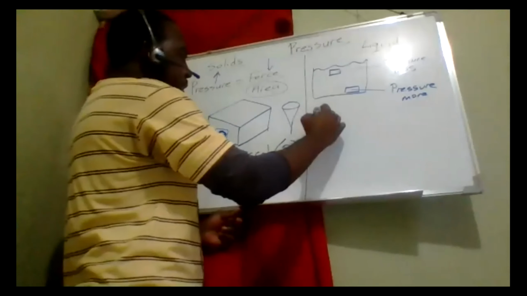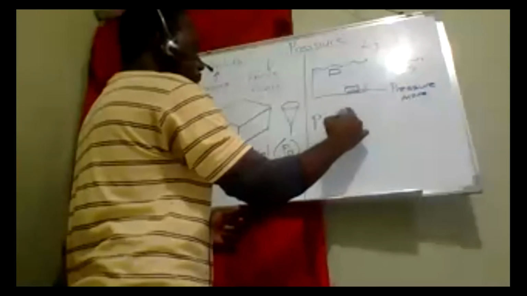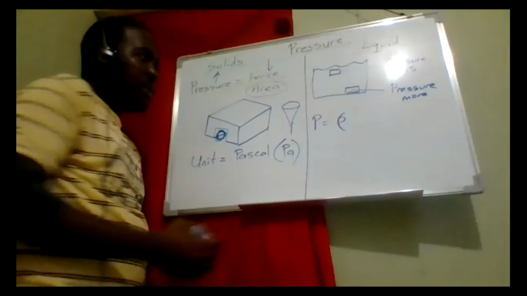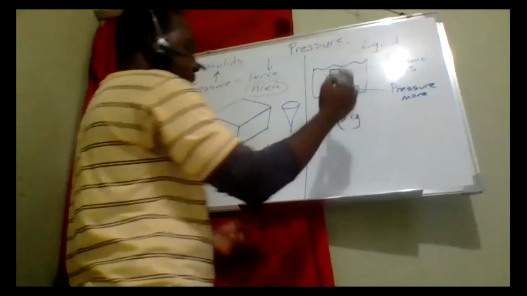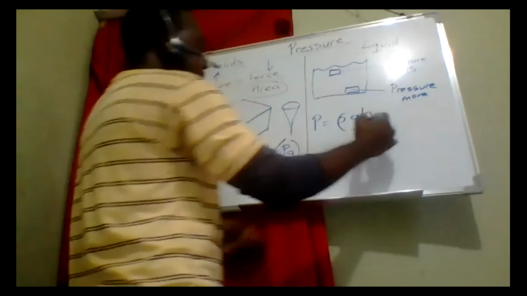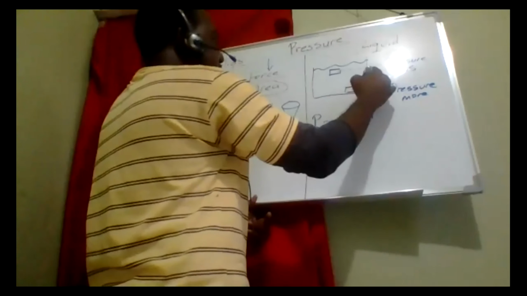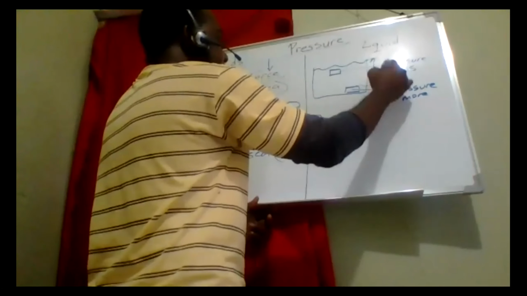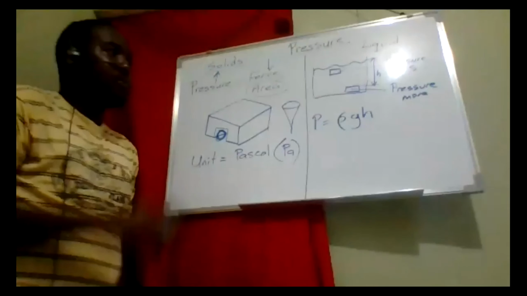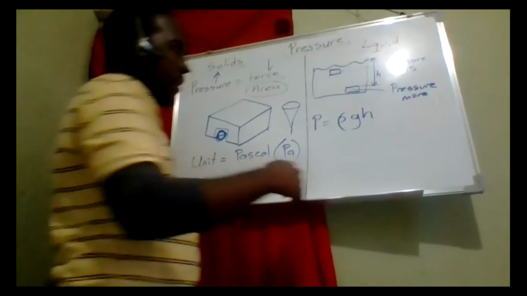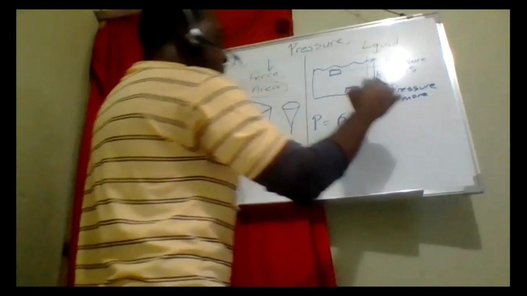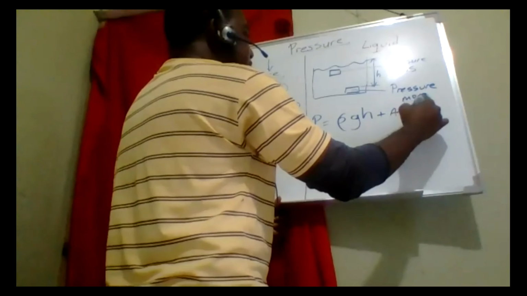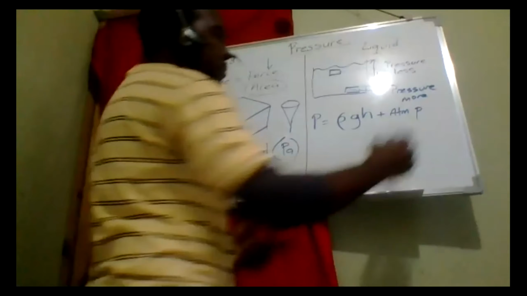So in liquids, pressure is equal to the density of the liquid, rho, times g, gravitational acceleration, times h. The h here is the depth, right? So the h is the depth from the surface to the object, right? Now, you will see some books have plus atmospheric pressure, right? So some books will have plus atmospheric pressure.